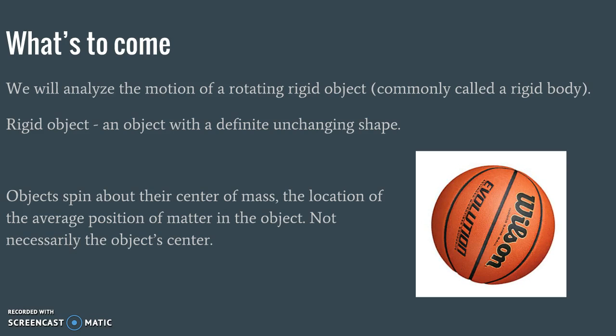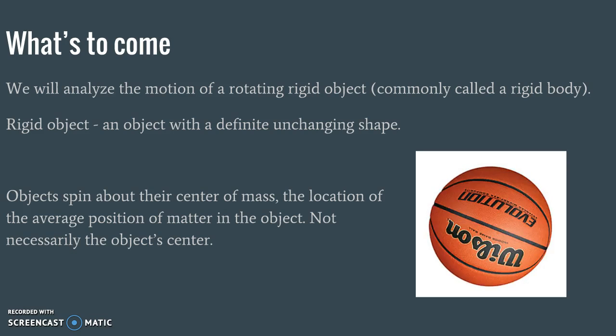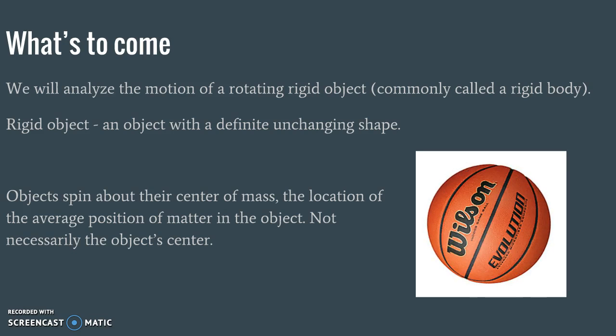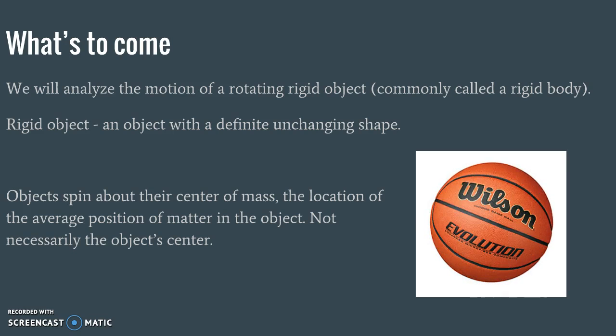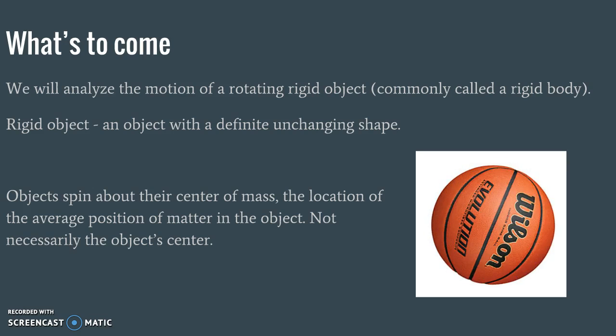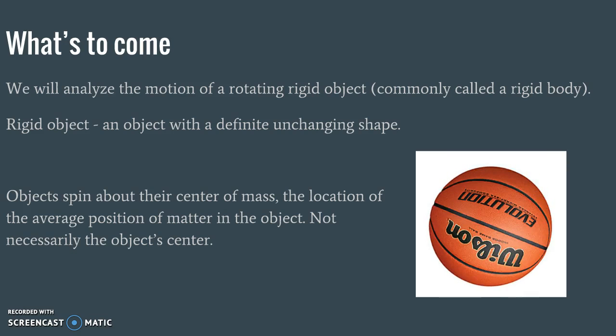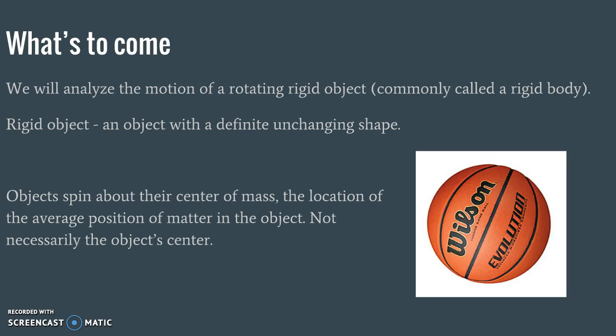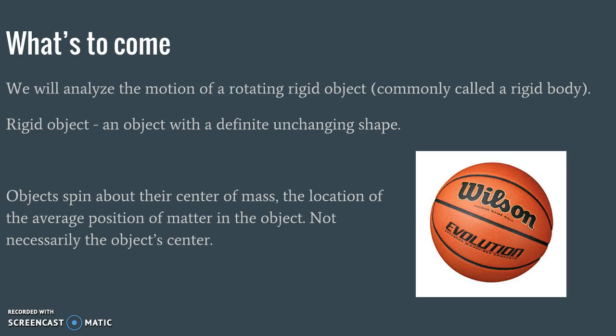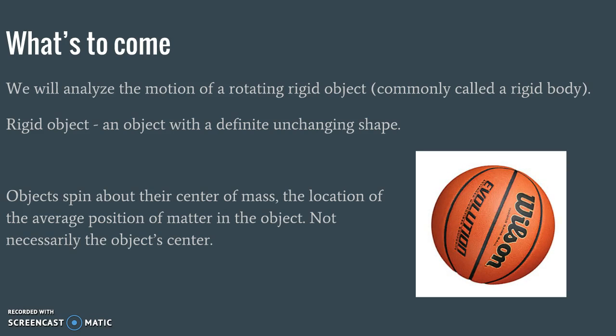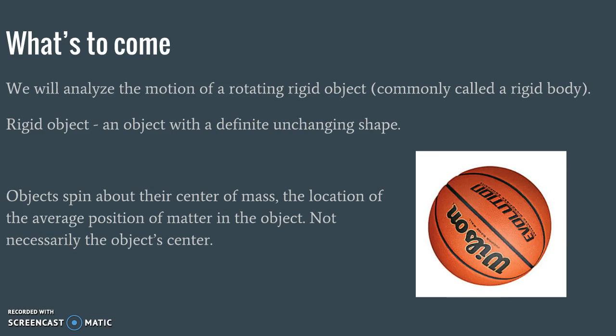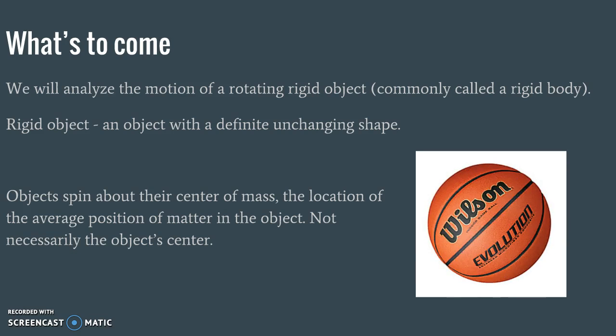Now, when an object spins, it spins about its center of mass. And what is the center of mass? This is basically the location of the average position of matter in the object. So if our object is of a uniform shape and a uniform density, it's going to be at the geometric center of that object. So for example, here this basketball, it's a rigid body, right?